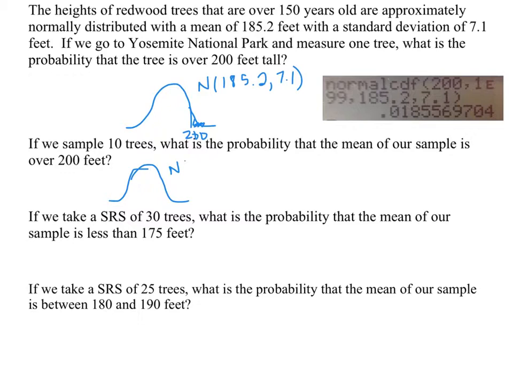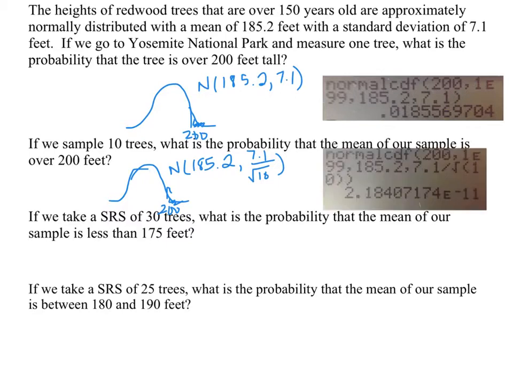Now we expect our distribution of sample means to be centered at 185.2. But remember, we expect that sample mean distribution to have a smaller deviation. So it's 7.1 divided by the square root of 10. And we're still doing 200. Now, I'm going to calculate this probability, and then I want to talk about the relationship that exists here between the two answers. Okay, so you can see it is a much smaller probability.